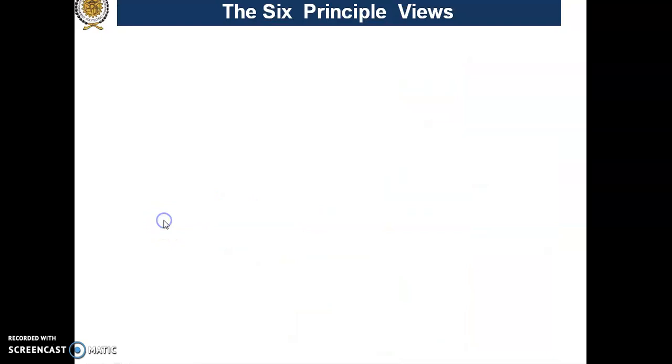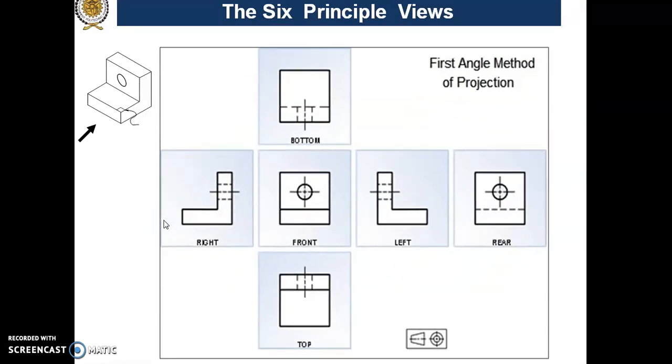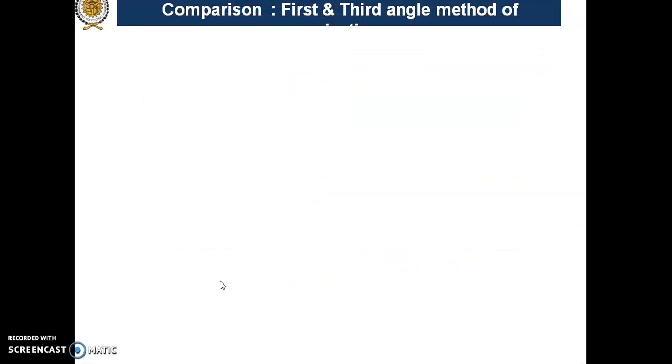In the same way, if you have a look at all the views by first angle method of projection, it will appear like this. Here there is a front view, below the front view there is a top view, above the front view there is a bottom view. Right hand side view appears on the left side of the front view, whereas left hand side view appears on the right side of the front view, and the rear view will appear on the right side of the left hand side view. See, so in this way it is possible for us to draw all the views by each method.